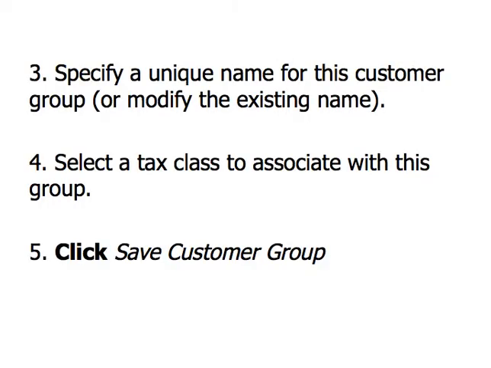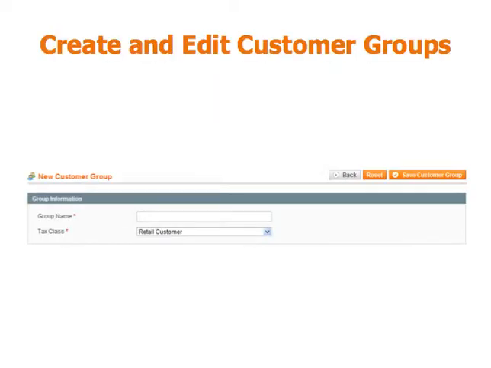The next piece here is you're going to want to specify a unique name for this customer group or modify the existing name. You'll then go ahead and select a tax class to associate with this group and then click Save Customer Group.